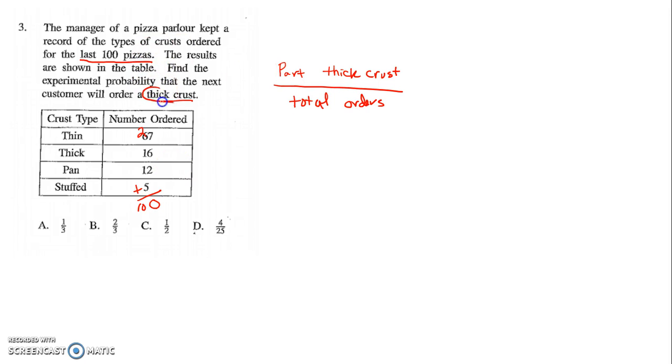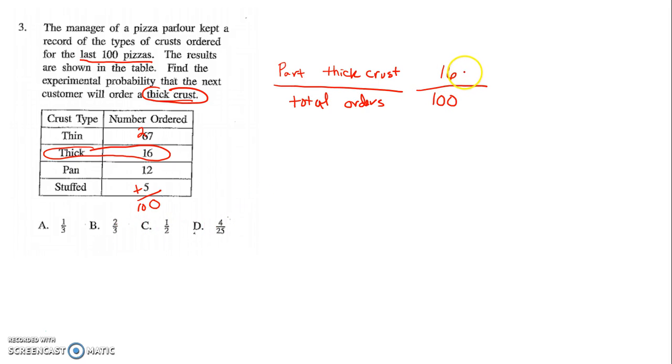So they care about thick crust. So we want the part that is thick crust out of the total number of pizzas ordered. Thick crust appears to be 16, so it's 16 out of a total of 100 pizzas. And that would be a beautiful answer, except it's not in simplest form. So we have to get this into simplest form.